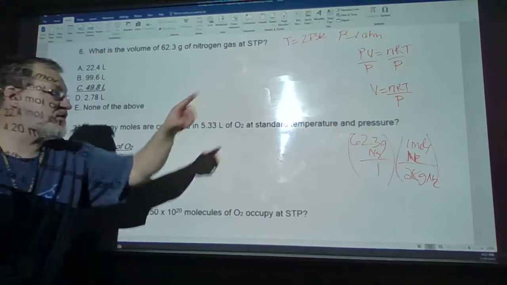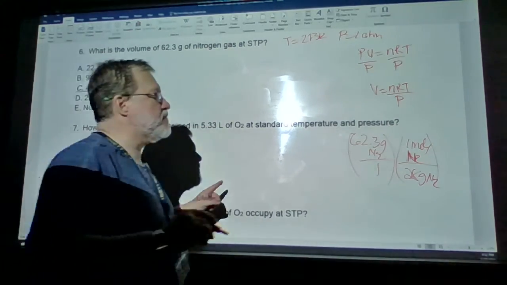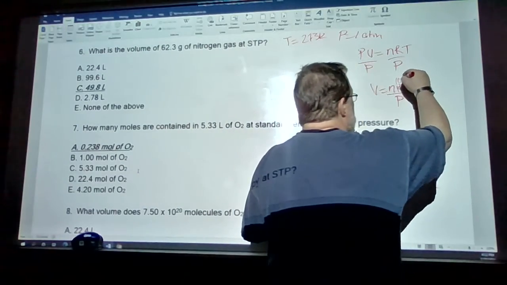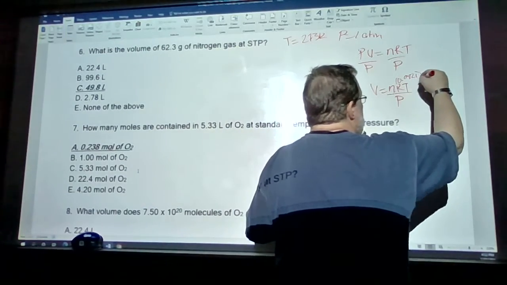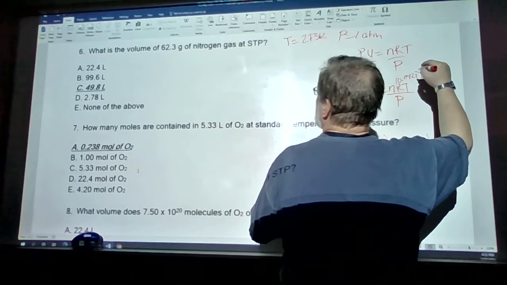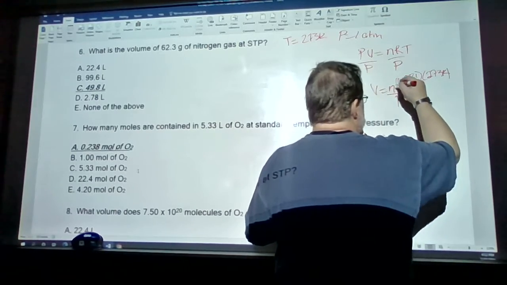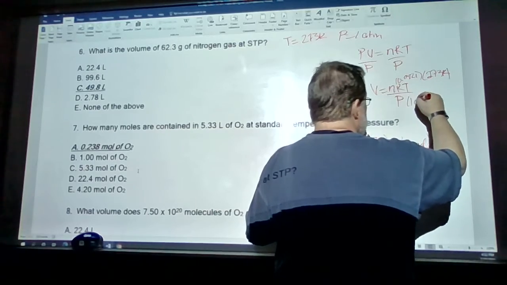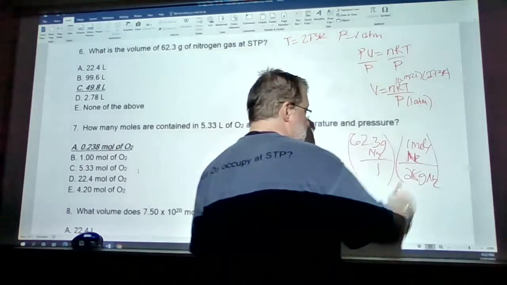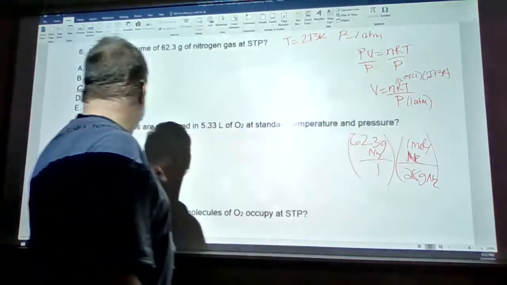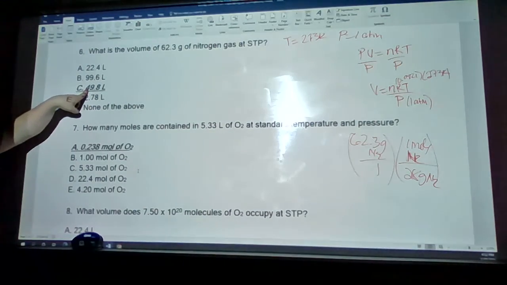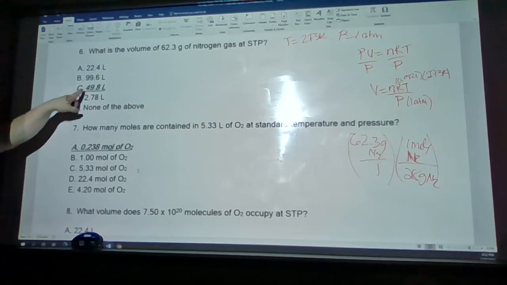We plug that moles into our equation. R is 0.0821. Temperature is 273 K. Pressure is 1 atm. Plug in the number of moles that we get here. Calculation should give you 49.8. Answer C.